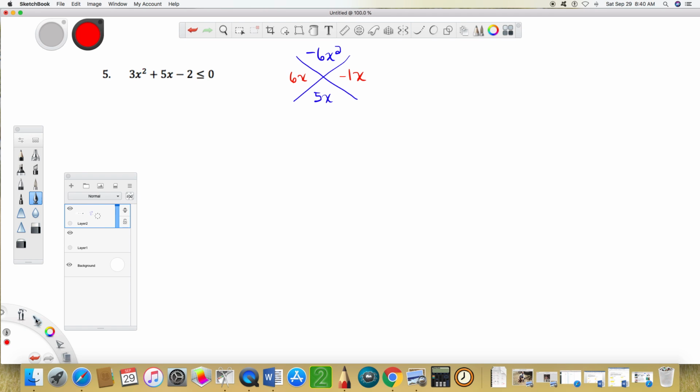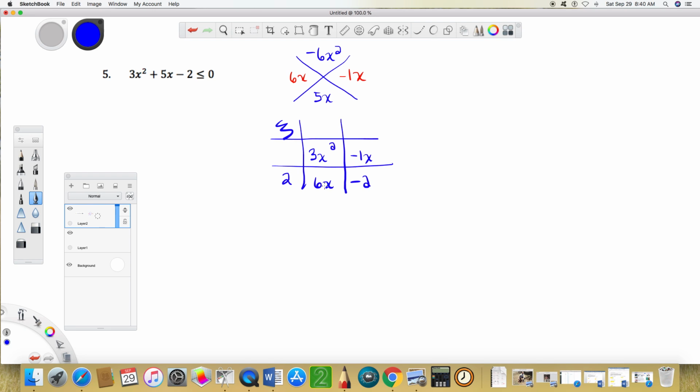We now proceed in a table because our leading coefficient is not 1, so we can't use the 6 and the negative 1 directly. We put the first and the last along one diagonal, and the values that we found in our x along the other diagonal. Now we factor both horizontally and vertically.